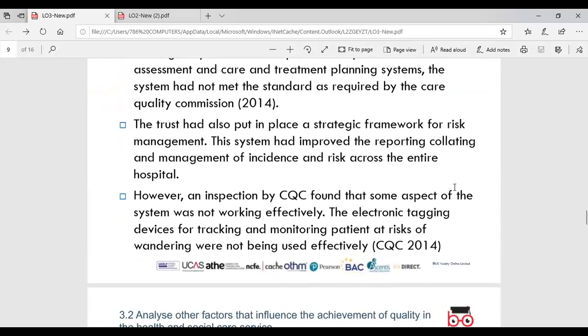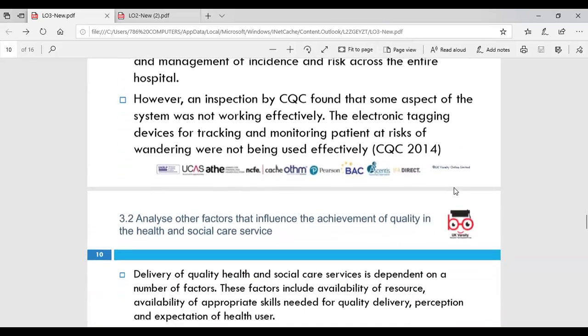Again, a Care Quality Commission inspection found that some aspects of the system were not working effectively. Electronic tagging devices for tracking and monitoring patients at risk of wandering were not being used effectively. This was again in the report. So there were policies there, but those policies were not being adhered to and procedures were not being followed.